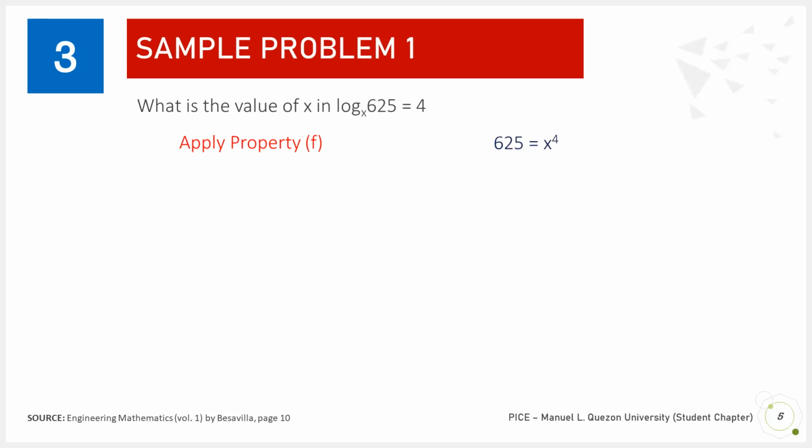So again, yung argument natin sa common logarithm, mag-i-stay siya sa left side ng ating equation, and then yung 4 magiging exponent nung base, which is x, doon sa right side. So 625 is equal to x raised to 4. And then we can get the final answer by extracting the root of x. So get the fourth root of 625. We have the value of x as x is equal to 5.